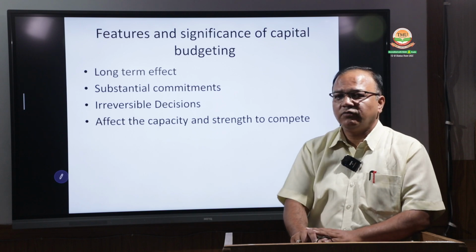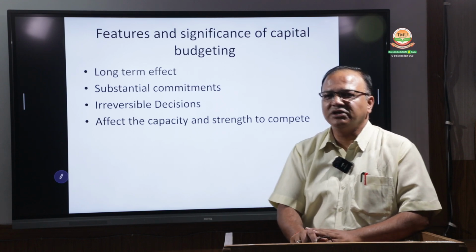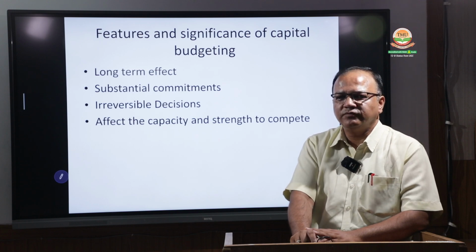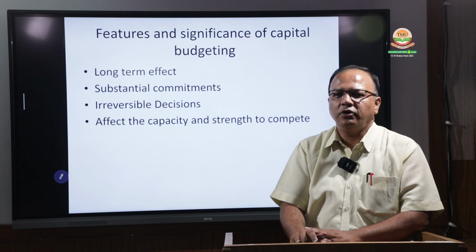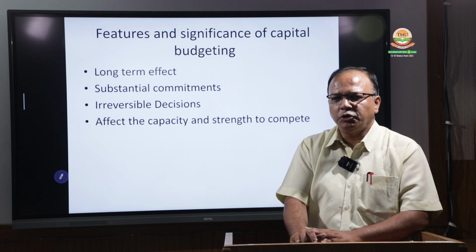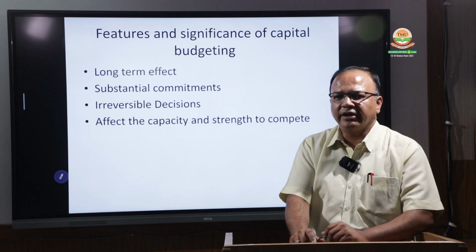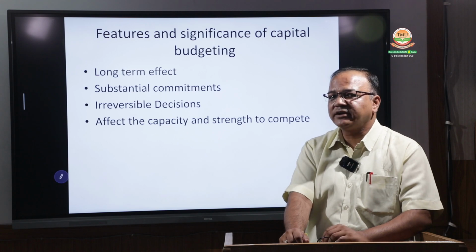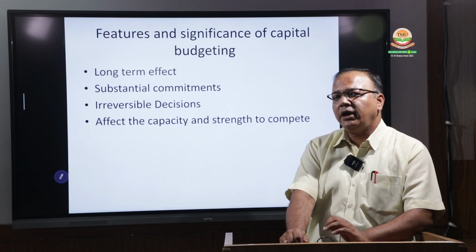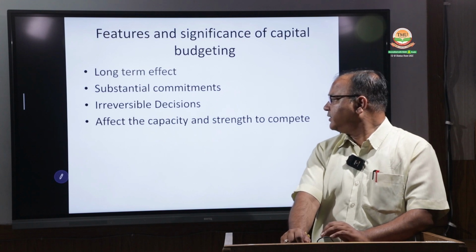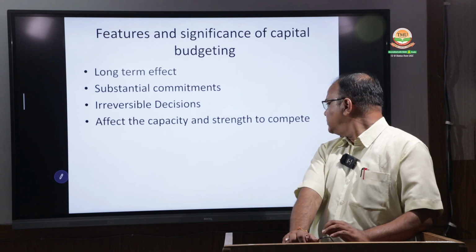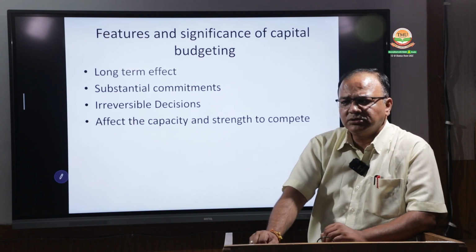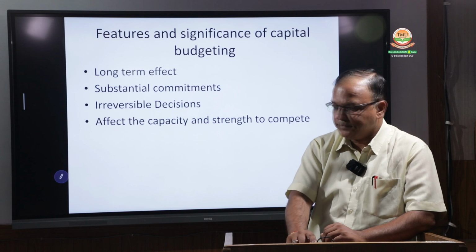We have discussed the features of capital budgeting decision. As you know very well, capital budgeting decision means long-term decisions which an organization has taken during the course of running the organization. So these are the features: long-term effect, substantial commitments, irreversible decision, and affect the capacity and strength. We have discussed a lot about it, so I think there is no need to discuss again.